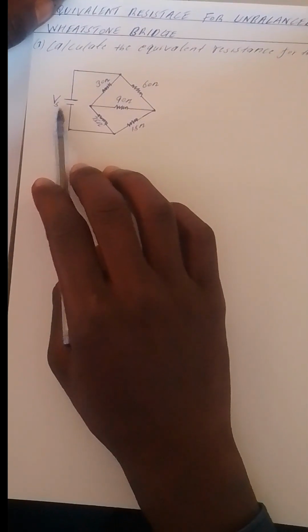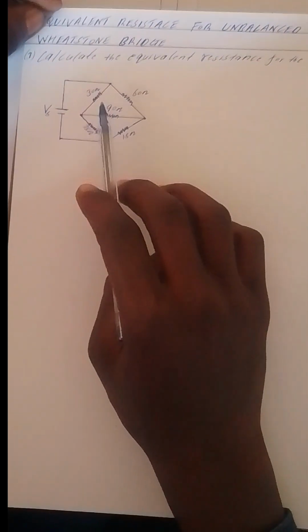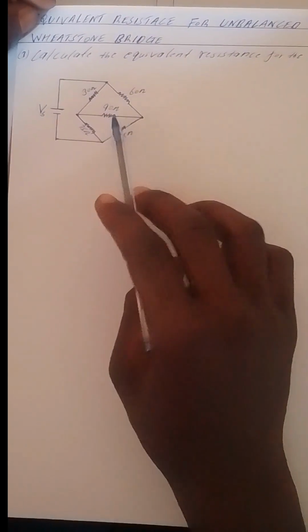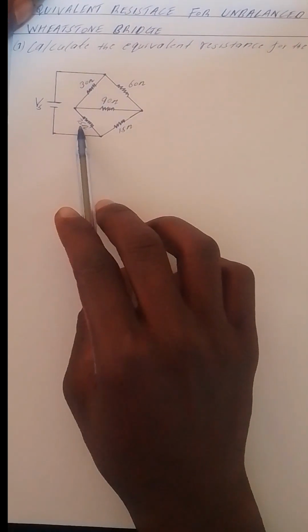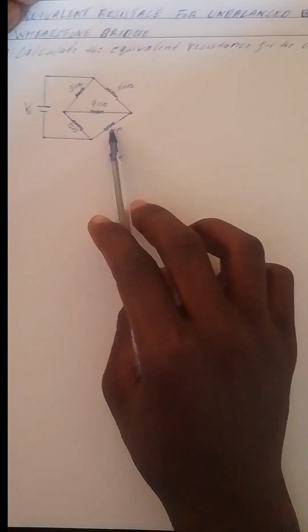Here we have the voltage source. Then here we have kind of a Wheatstone bridge. Here is 30 ohms, 60 ohms, 90 ohms, 75 ohms, and 15 ohms. You are asked to find the equivalent resistance of these circuits.